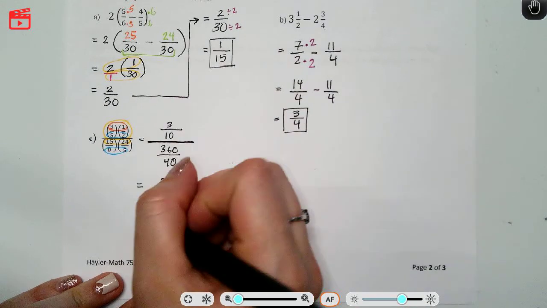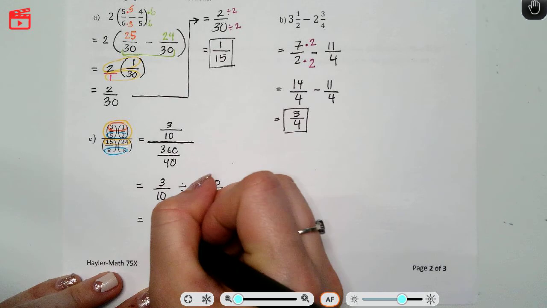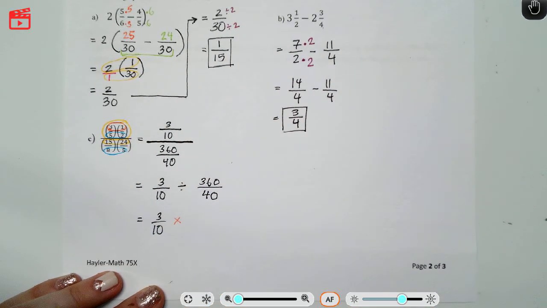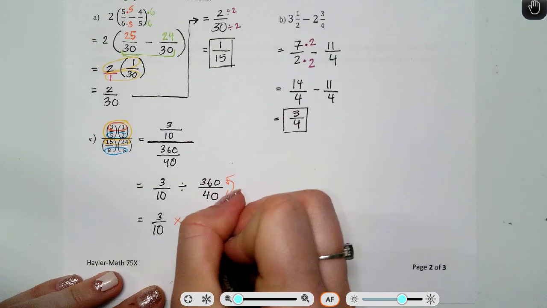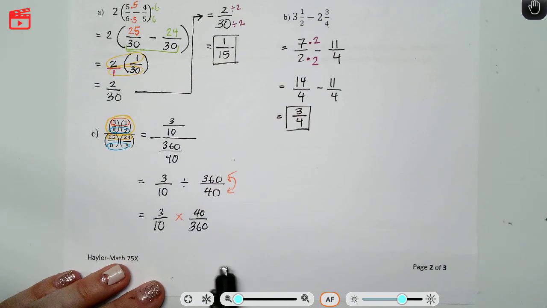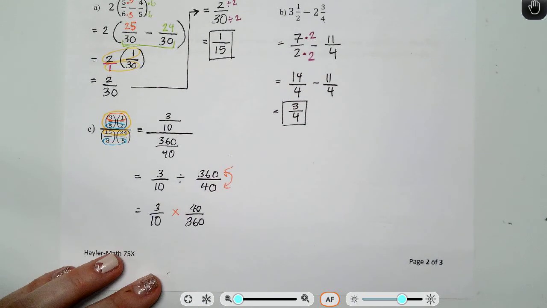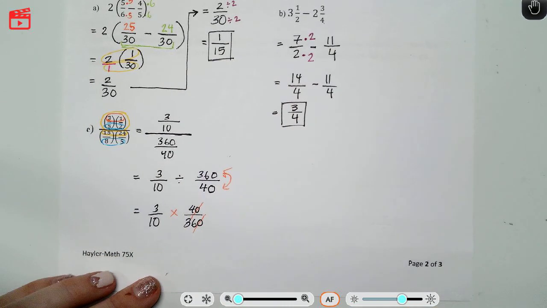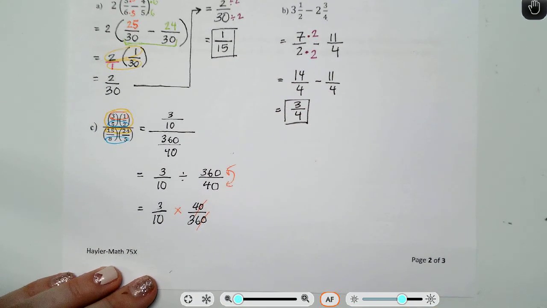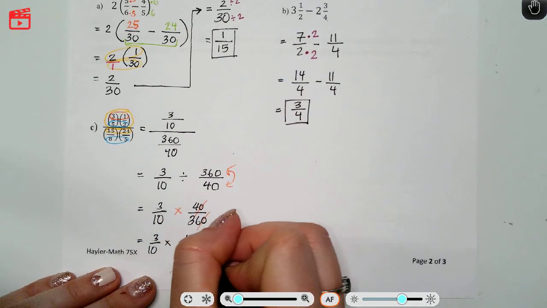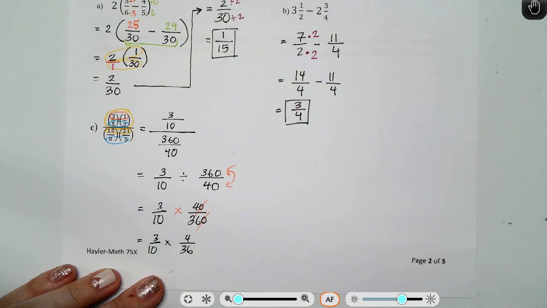Okay, so let's go ahead. Keep the 3 over 10. Change to multiplication. And flip the last fraction. That's 40 over 360. Okay, so let's go ahead. First, I want to simplify the 40 and the 360. Those are both divisible by 10. So dividing by 10, I can just cancel those zeros. And I'm left with 3 over 10 times 4 over 36. That looks a little better.